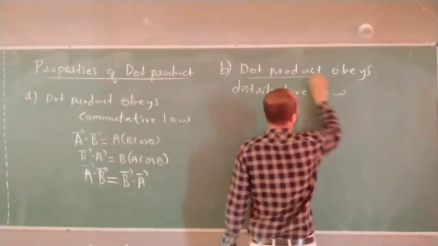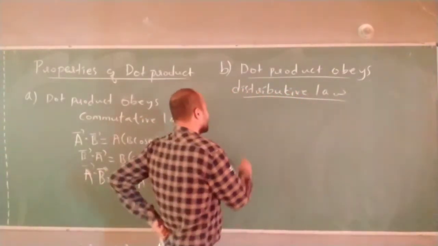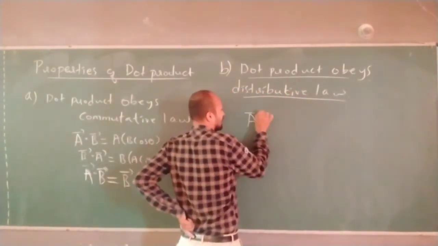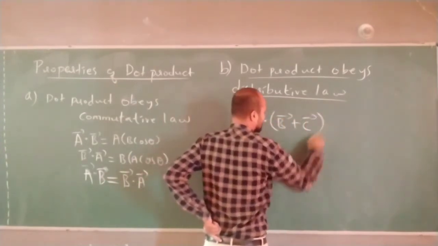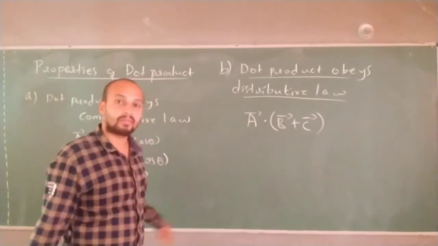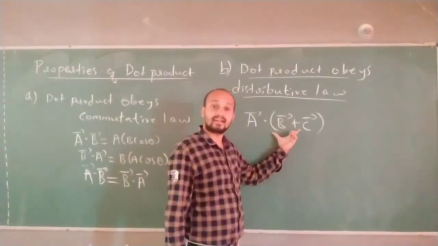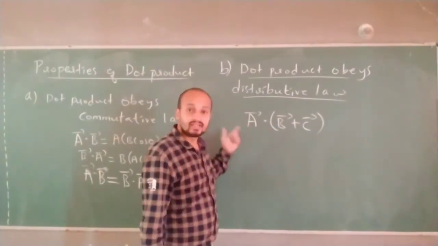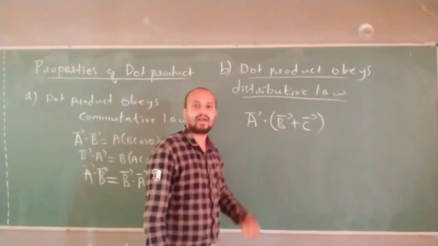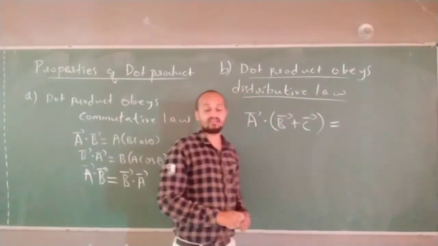What does the distributive law say? A dot (B plus C): B plus C is a resultant vector, and I am taking the dot product of A with it. That means the whole content is a scalar quantity. So I told you two points have to be remembered for this scalar quantity.